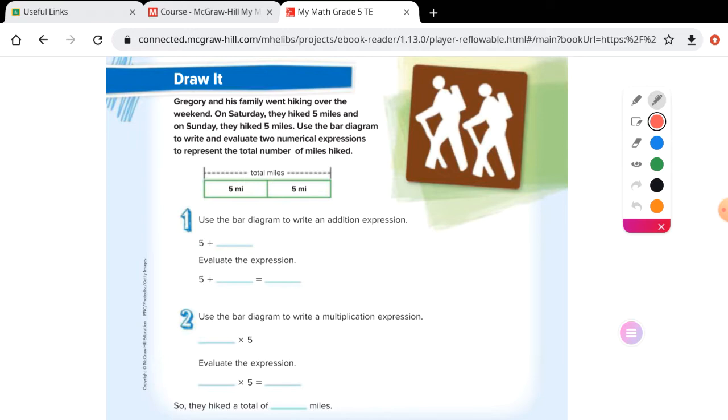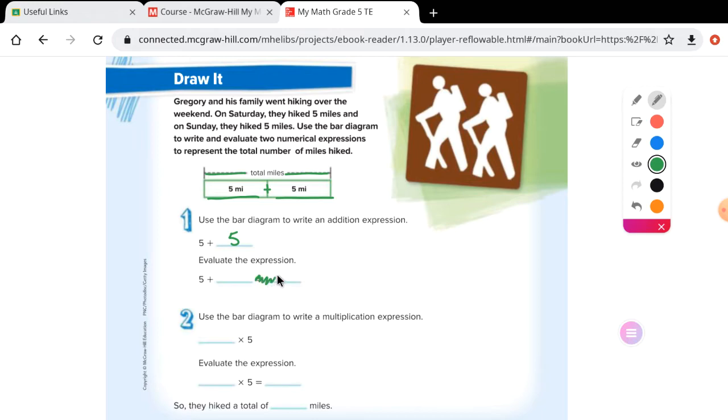Step 1 says use the bar diagram to write an addition expression. What math problem, what addition problem is that bar diagram showing? Audrey? Okay, but what math problem specifically? 5 plus 5. Do you guys agree? Yeah, because it's saying if you take these 5 miles and add them to those 5 miles, you would have our total miles.